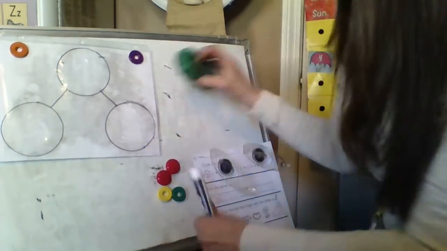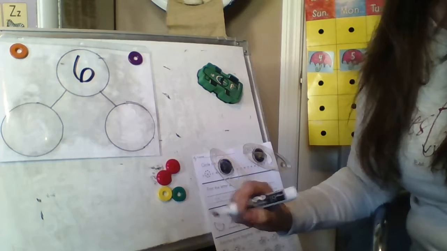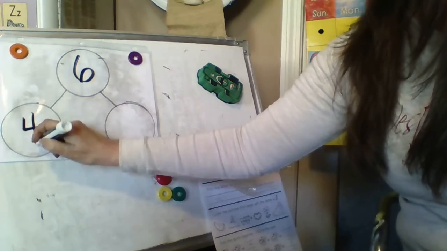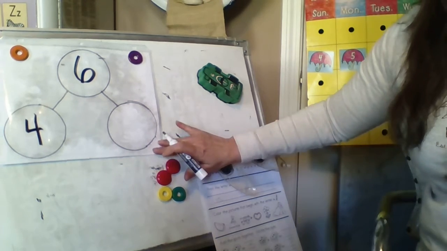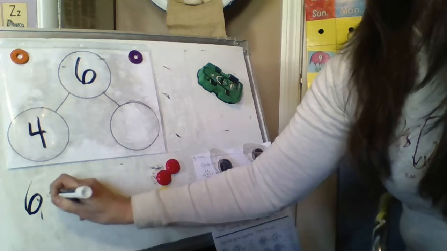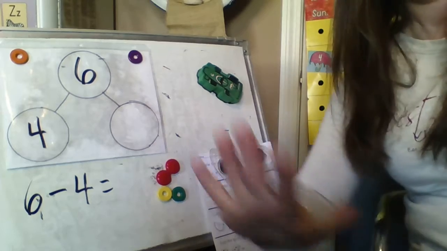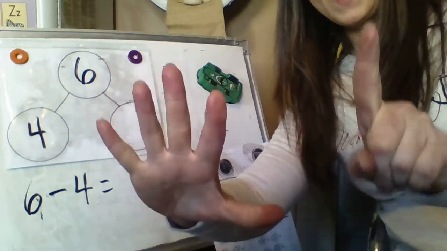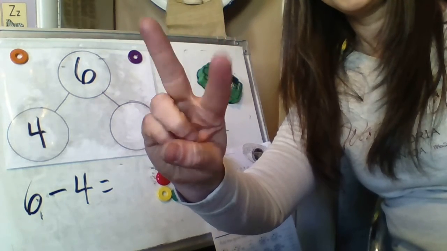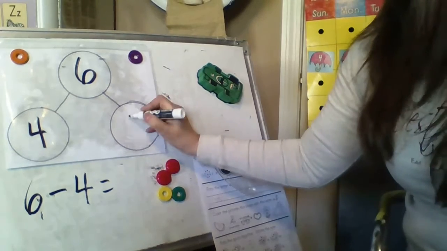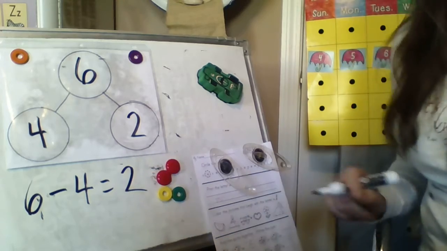Why don't we try 6? If I have 6, and over here I have 4, how many would go here? Well, let's see. 6, take away 4. We don't know what it's going to equal. Let's try it. 6, right? 5 and 1 is 6. Take away 1, 2, 3, 4. It equals 2. Look at that. So the 2 would go here. 6 take away 4 equals 2.